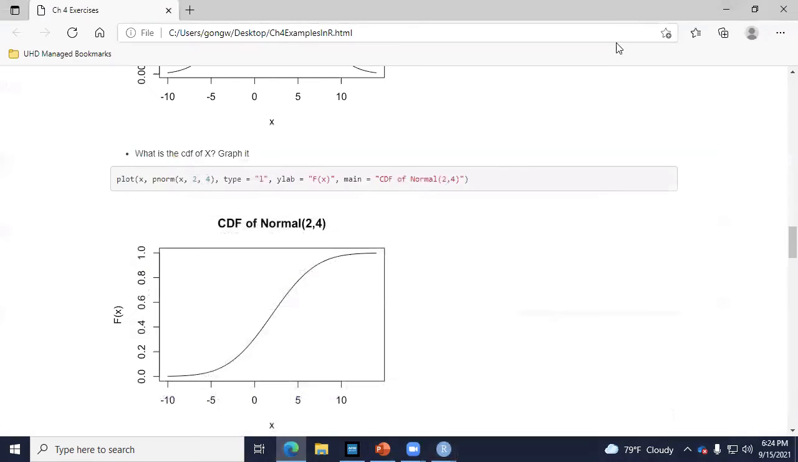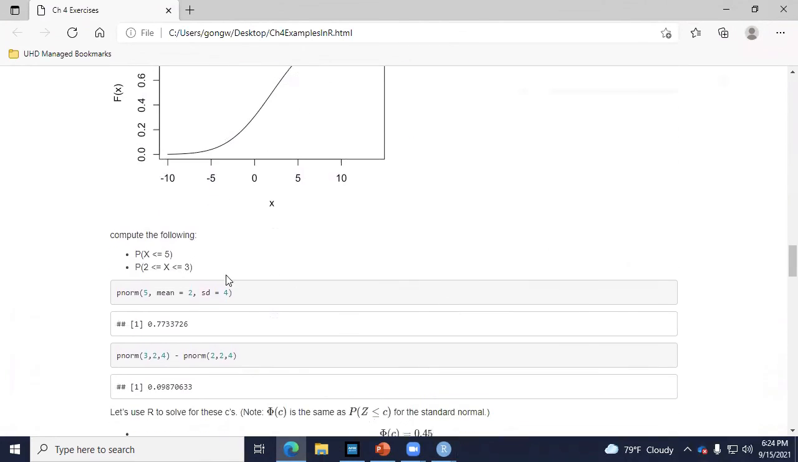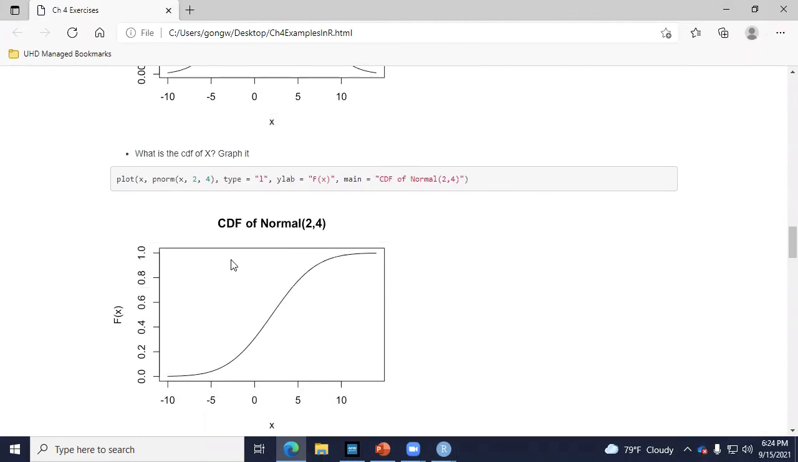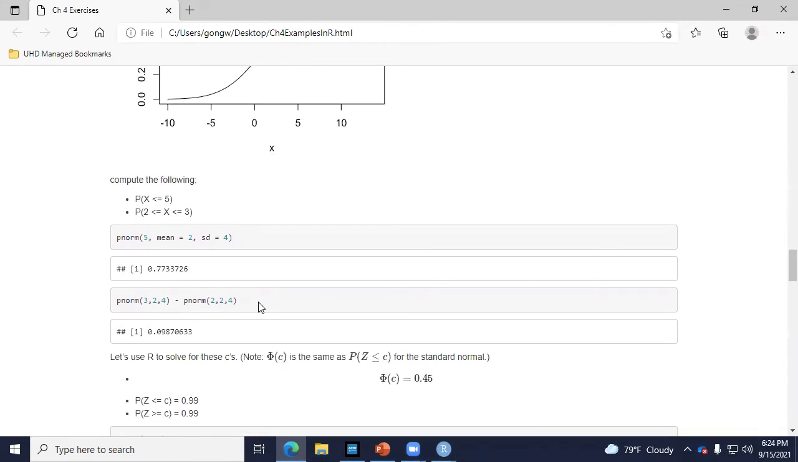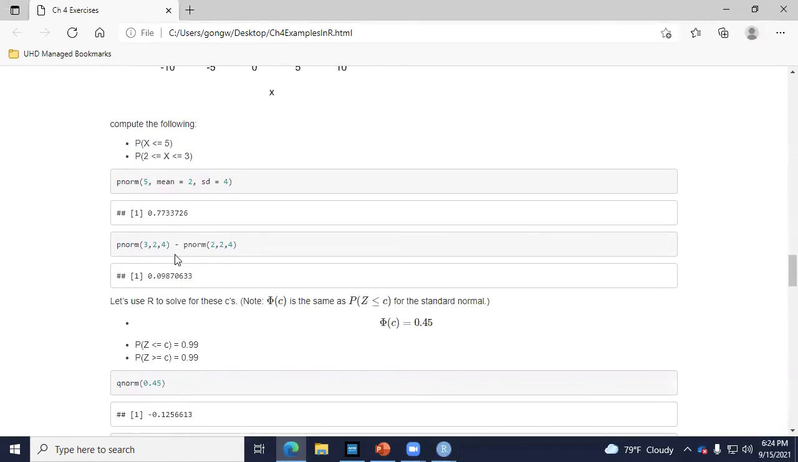Sometimes you just forget, and you can always go check the help on R. Yeah, so same story here. This is just changed to a normal distribution, and you provide the mean value and the standard deviation. You get the corresponding probabilities. I think you already know the trick for this one.